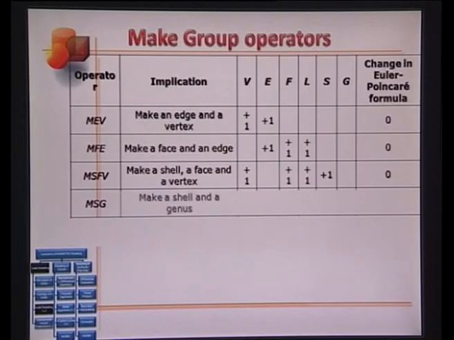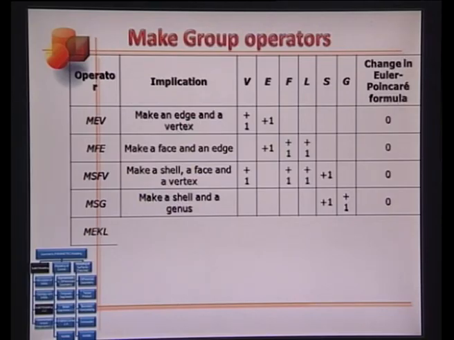MSG, make a shell and a genus. No change in the number of vertices, in the number of edges, in faces and in loops, but the number of shells increases by 1 and so does the genus value. Again, there is no change in the formula.